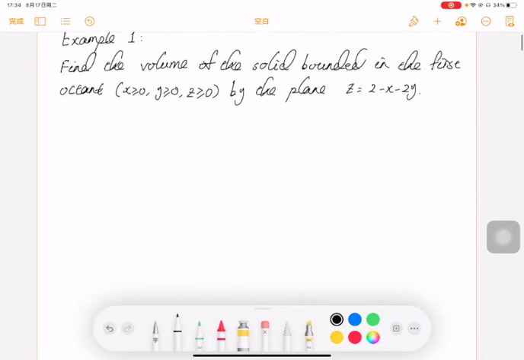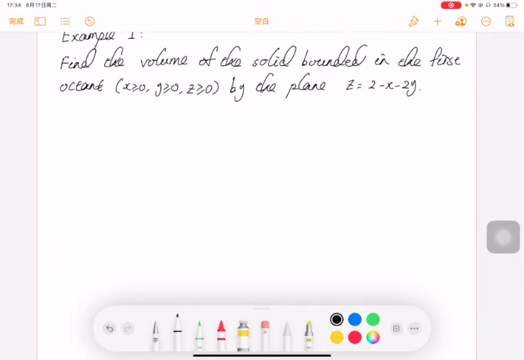All right, the first step to these problems is always to graph it. Graph the plane, but here there's only one plane. If there are more, then graph all of them. This is the y-axis. This is the x-axis. This is the z-axis.